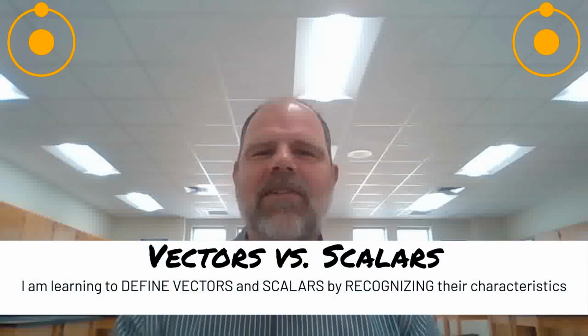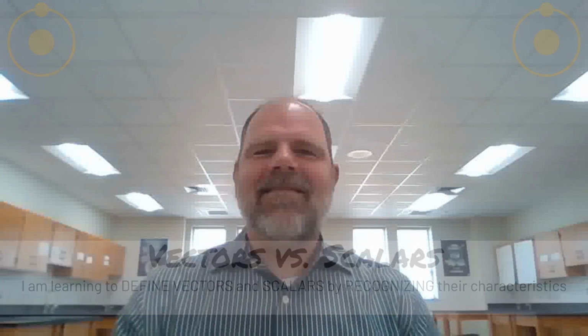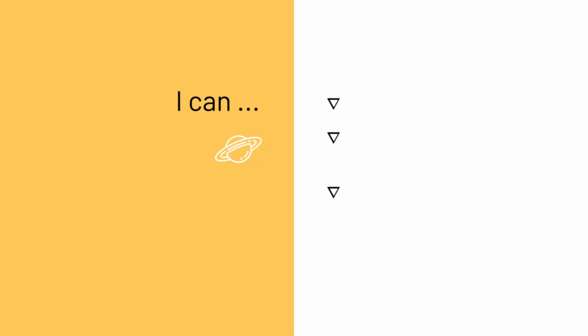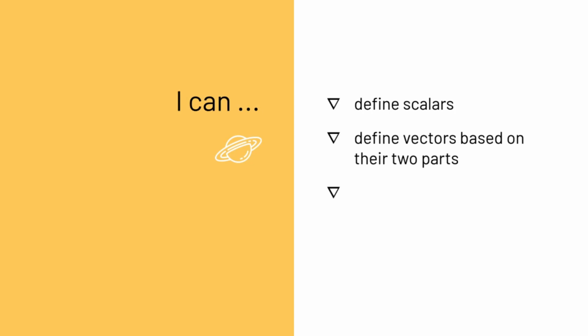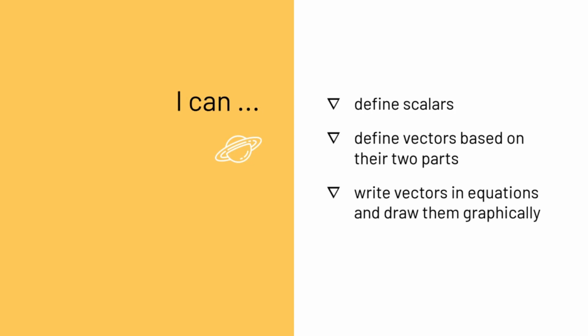This is the video lesson for vectors versus scalars. The learning target for this lesson is, I am learning to define vectors and scalars by recognizing their characteristics. The success criteria for this lesson are, I can define scalars, I can define vectors based on their two parts, and I can write vectors in equations and draw them graphically.